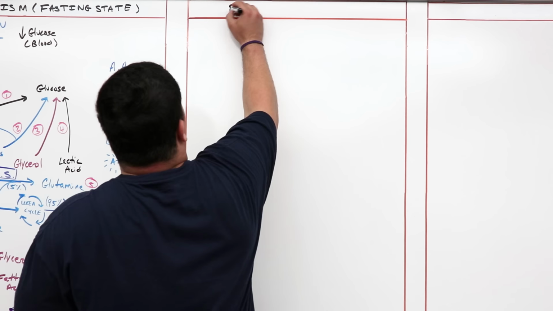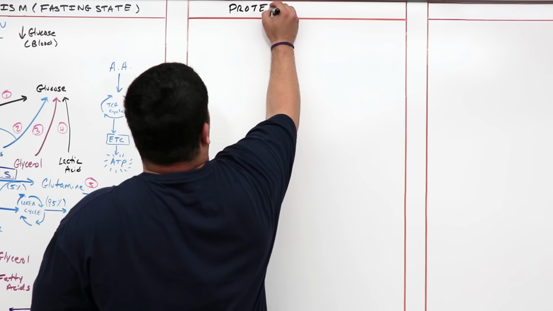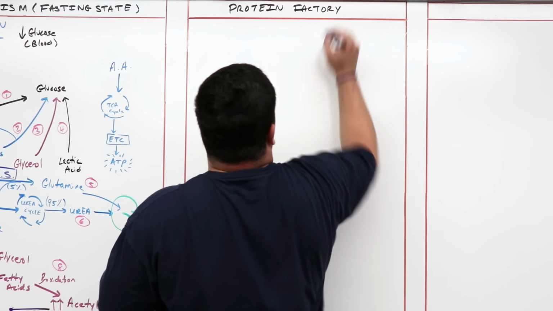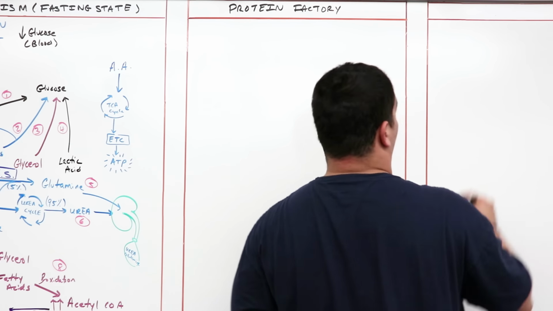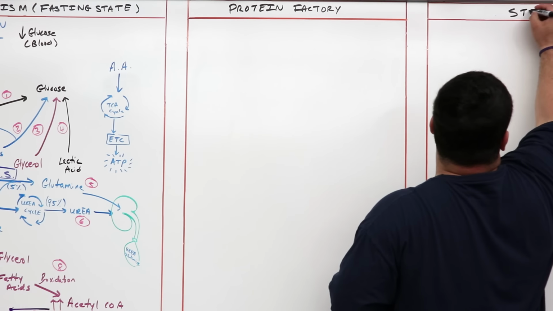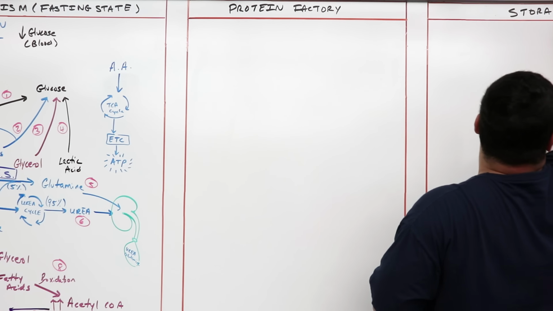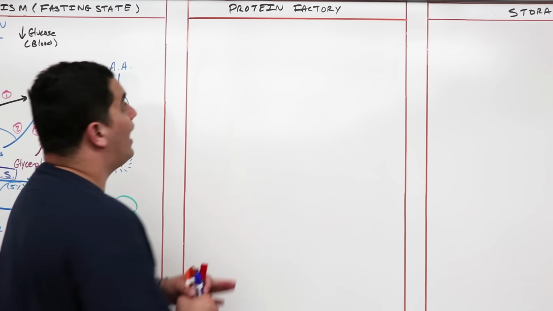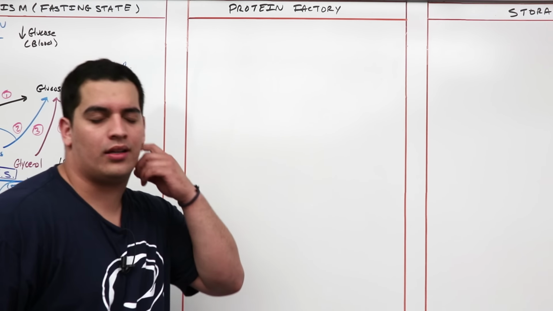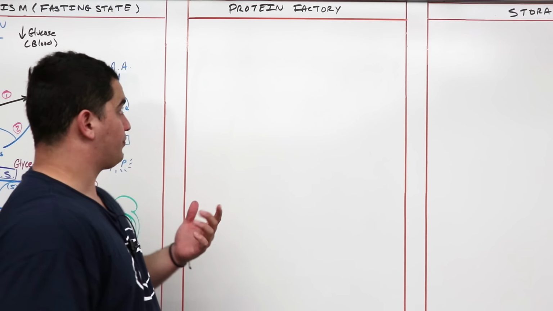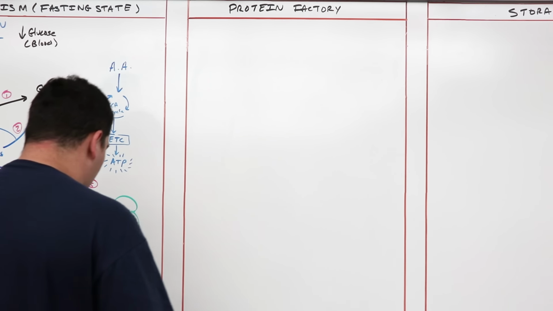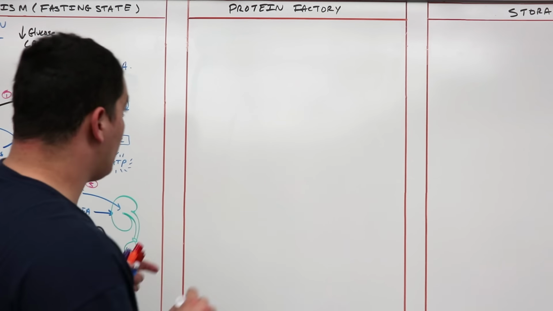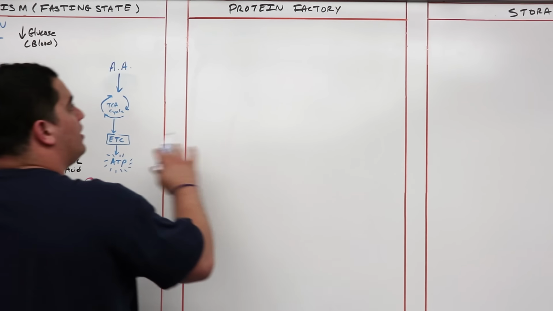Let's cover this as the protein factory, because the liver has so many proteins that it can synthesize. You guys will see it's unbelievable. And then we'll talk about storage last. Okay? So protein factory. Obviously you know that the liver has the ability to make tons and tons of proteins. Now, here's the thing. What I want us to do is look at this in a bunch of different ways. All right, so this guy makes tons and tons of protein.